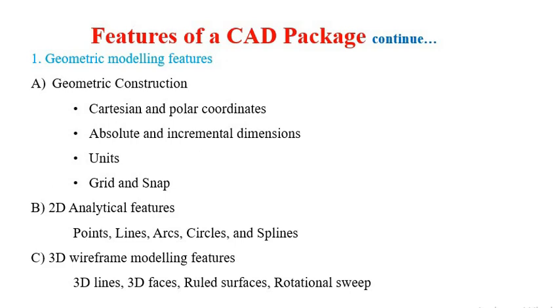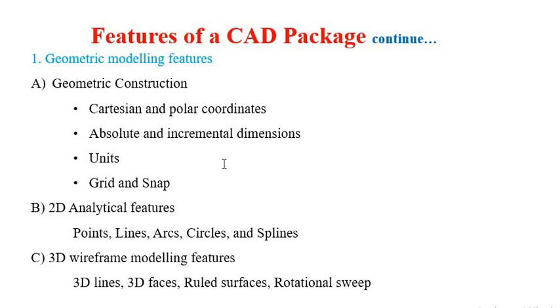The first is geometric modeling features. In geometric modeling, there are again many features available in this CAD package, likewise geometric construction, then 2D analytical features, 3D wireframe modeling features, 3D solid modeling features, surface modeling features, and assembly features. In geometric construction, different coordinate systems, the Cartesian coordinate system and the polar coordinate system, are also provided in this CAD package.